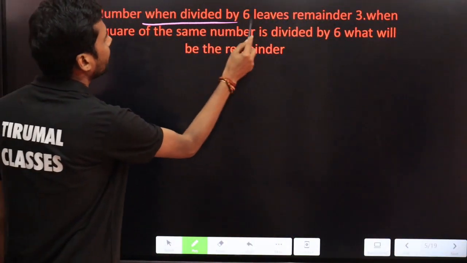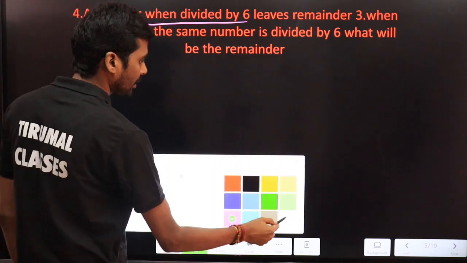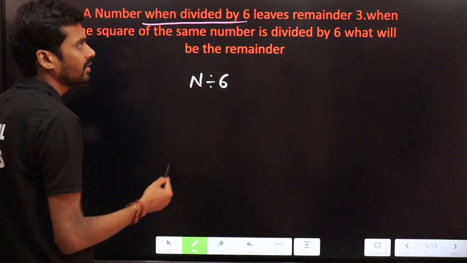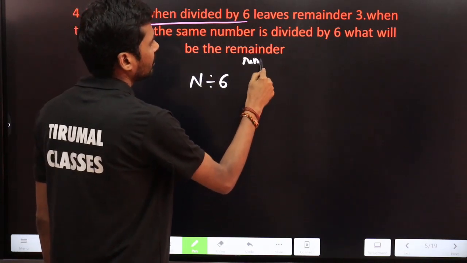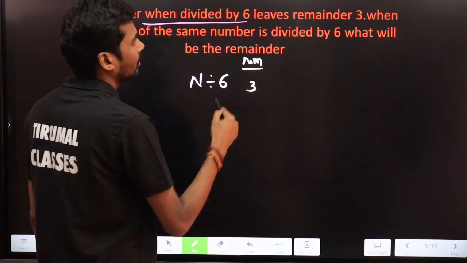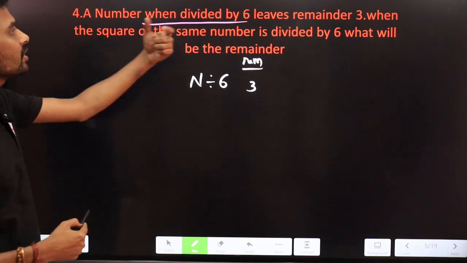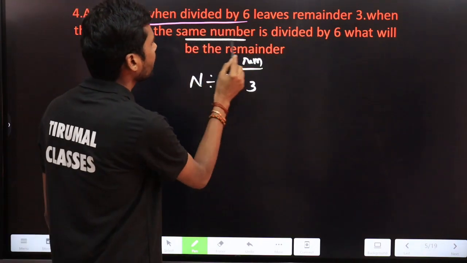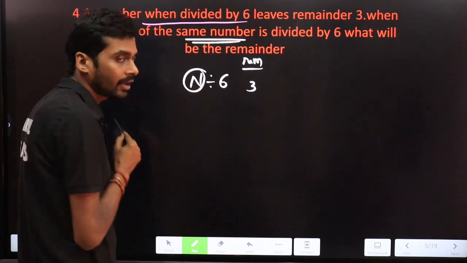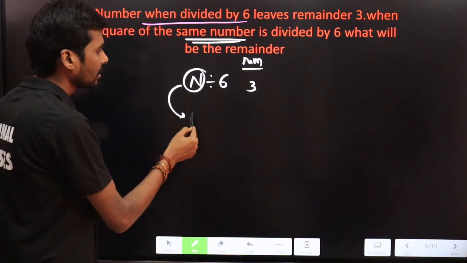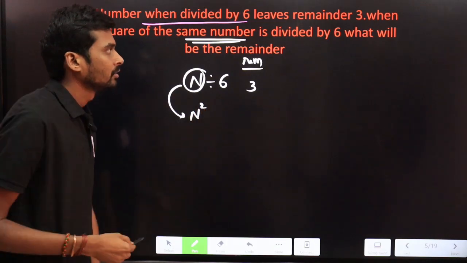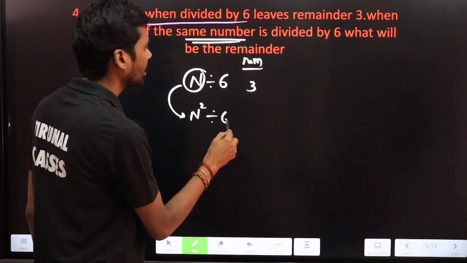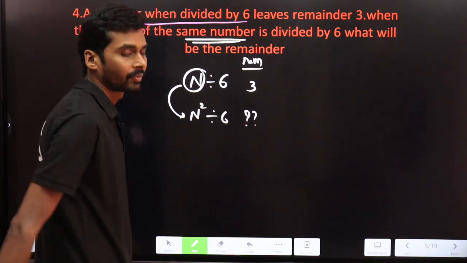A number when divided by 6, let's take the number as n. So when I divide with 6, the remainder we'll get is 3. And when the square of the same number is divided by 6, the square of the same number means n square, right? Now this number is divided by 6. Now we are simply asked to find out this value.